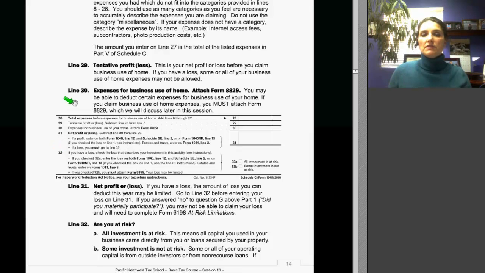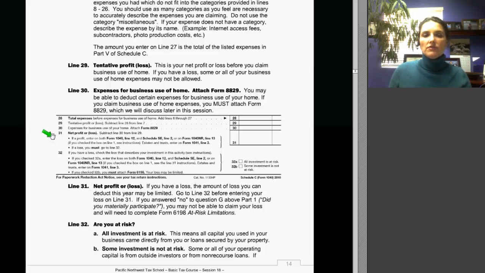Line 30, expenses for business use of home, attached Form 8829. So essentially here, total expenses, line 28. Line 29 is your tentative profit or loss, and line 30 is where you enter expenses for business use of home. You may be able to deduct certain expenses for business use of your home if you claim business use of home expenses. You must attach Form 8829, which we will discuss a little bit later in today's class.